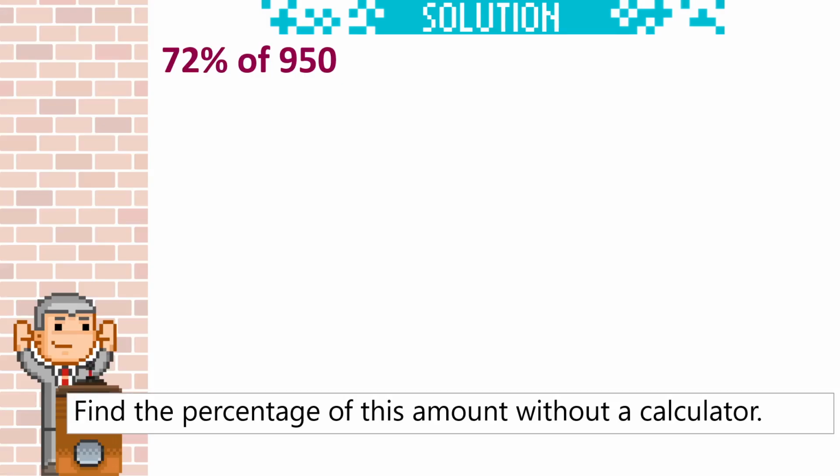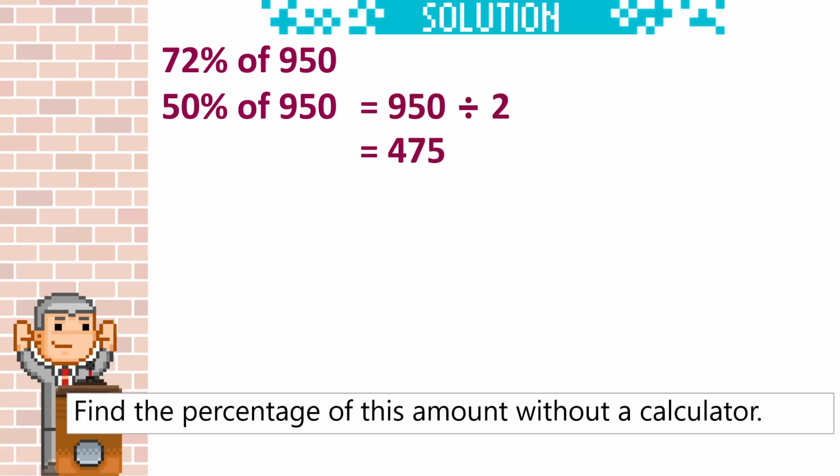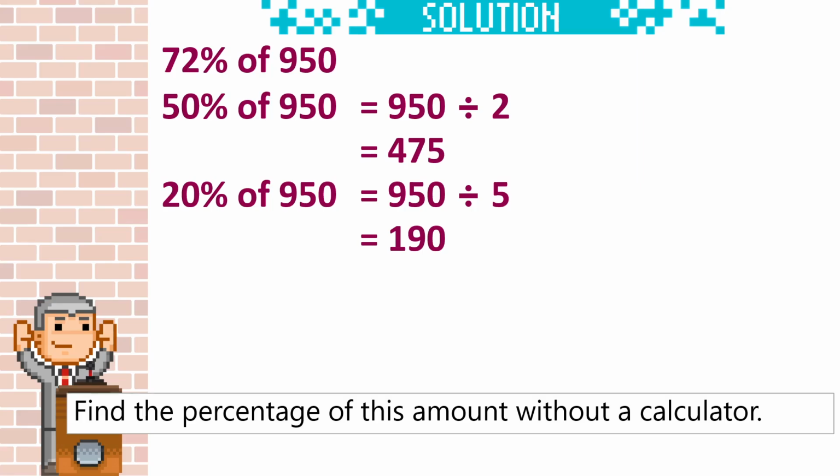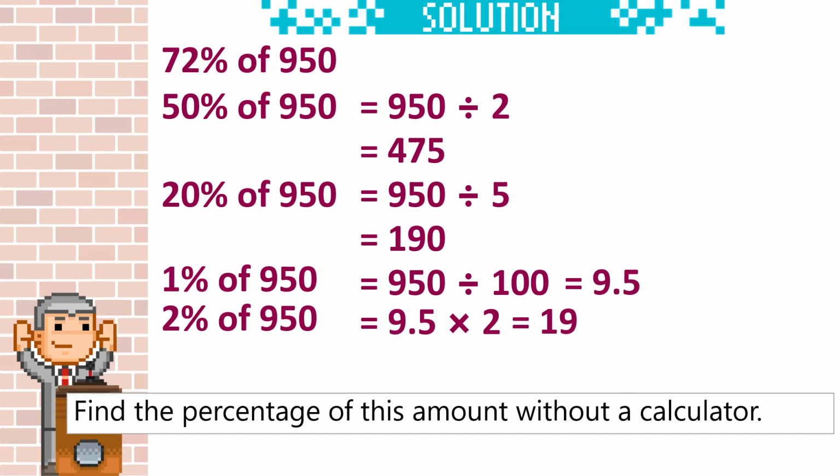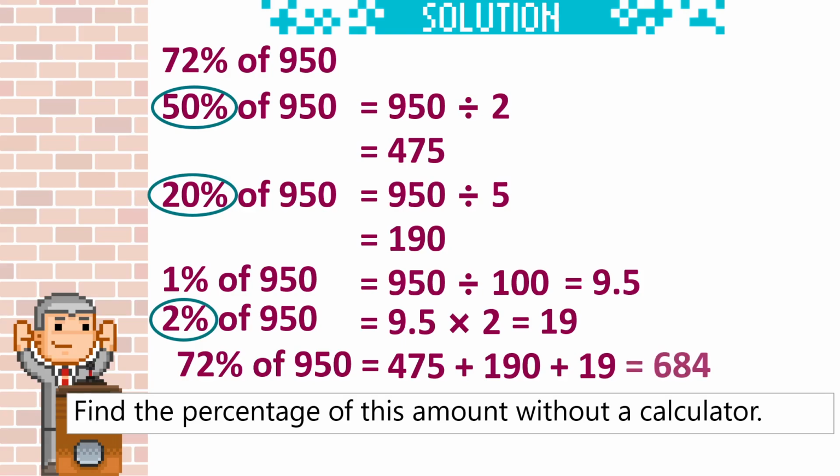72% is quite a large number, so it might help us to start by finding out 50%, which we can find by halving the original amount. Next, we can find 20%. We could do 10% and then double it, or we can divide the full amount by 5. To find 2%, we'll find 1% by dividing by 100 and then doubling it. Now, we have 50%, 20% and 2%. We add these together and we find our answer of 684.